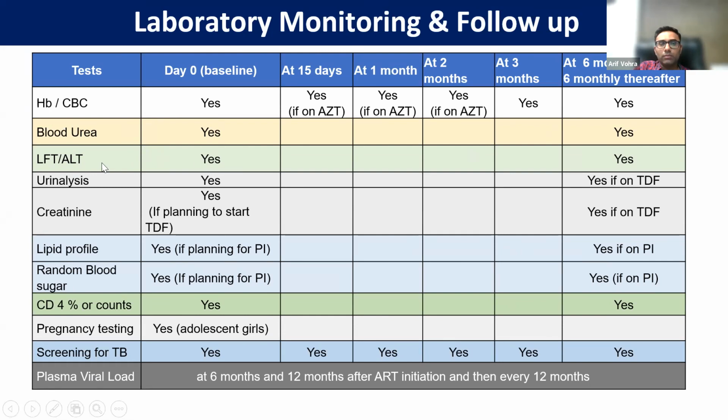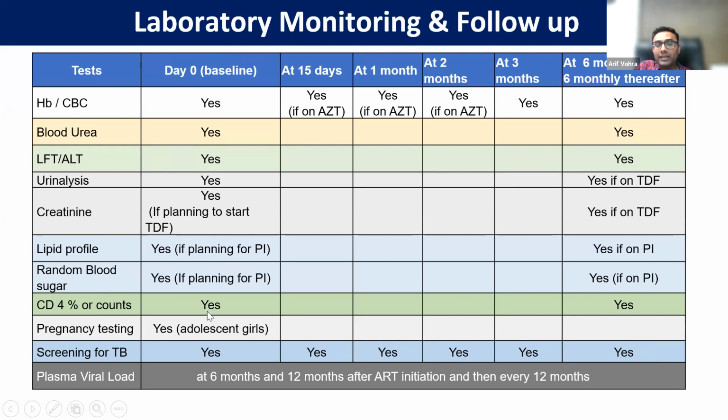You need to additionally monitor urine analysis and creatinine if the child has been started on a tenofovir TDF regimen. If the child is on a protease inhibitor, additionally you have to monitor a lipid profile and blood sugar every 6 months. For tenofovir, you need to monitor urine analysis and creatinine every 6 months. If the child is on a protease inhibitor based regimen, then you have to monitor the lipid profile and random blood sugar.